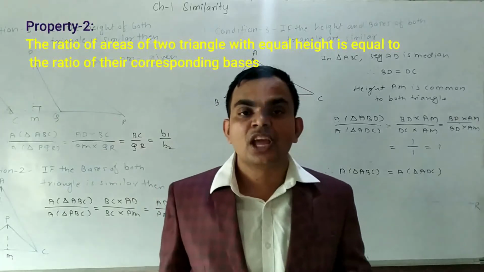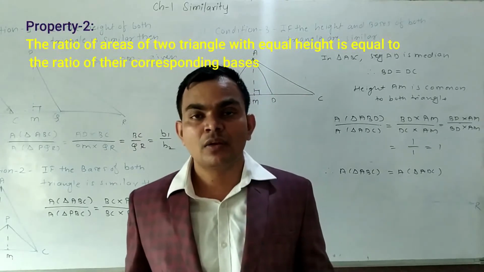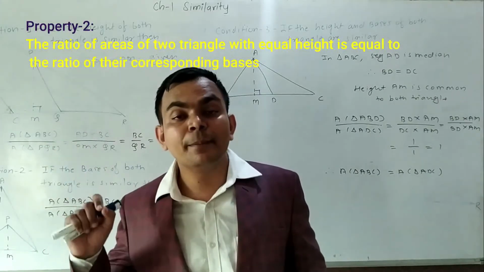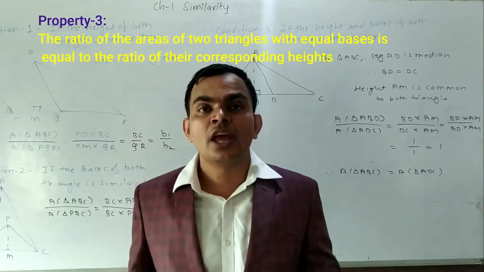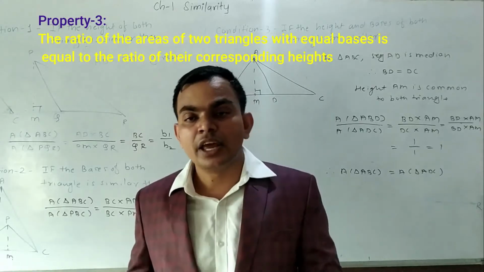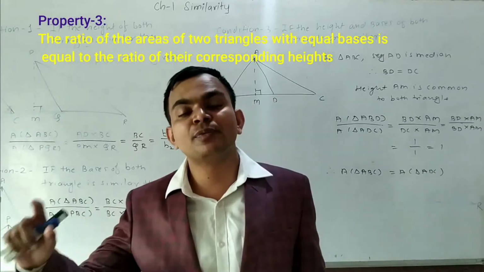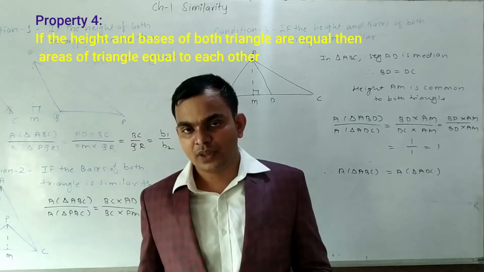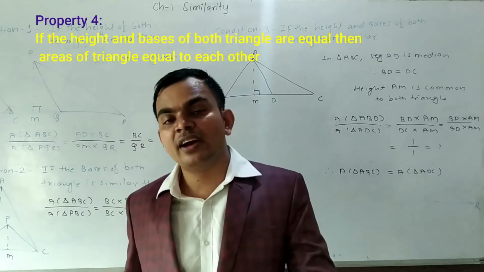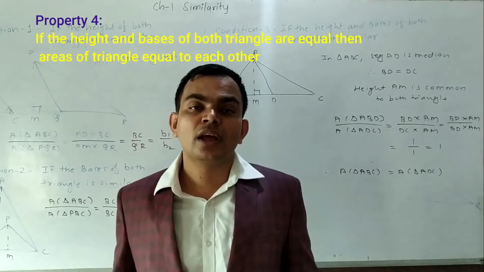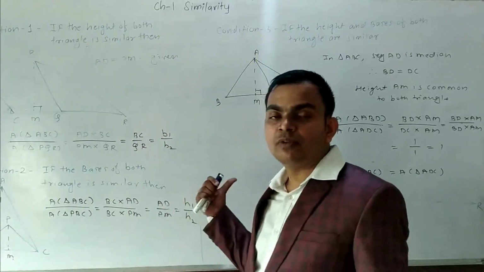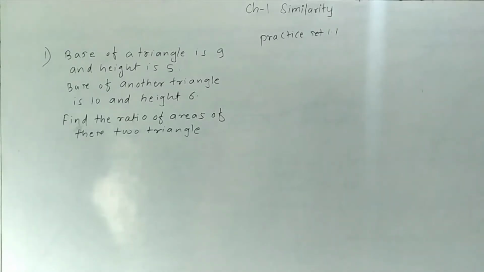Property 2. Ratio of area of two triangles with equal height is equal to the ratio of their corresponding bases. Property 3. Ratio of area of two triangles with equal bases is equal to the ratio of their corresponding heights. Property 4. If the height and bases of both triangles are equal, then the areas of the two triangles are equal. We have proven here.